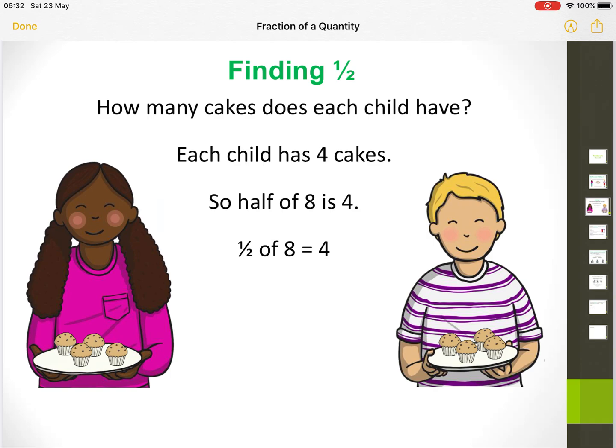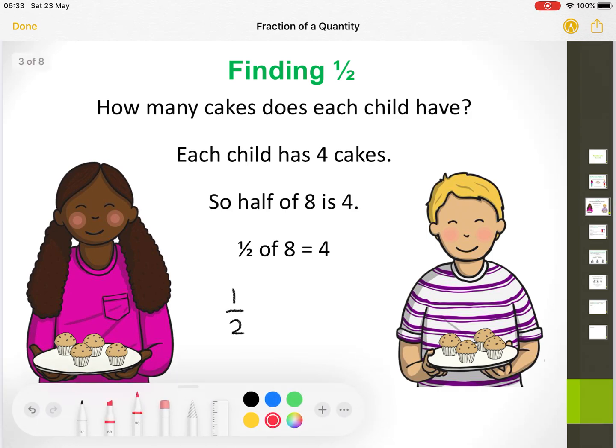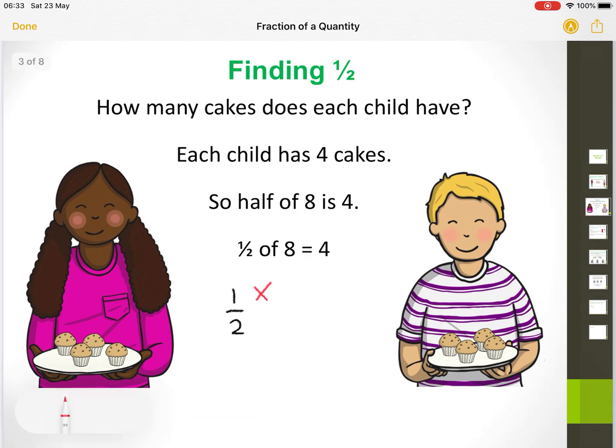I can write it using fraction notation: 1/2, 1 all over 2, of 8 is equal to 4. Now we did this by splitting them. I give 1 to the girl, 1 to the boy, and then again 1 to the girl, and again 1 to the boy. But we can work this out mathematically. Let's show you. I write the 1/2 as it is. Instead of "of" in maths, I write down a multiplication sign, and I write the 8.